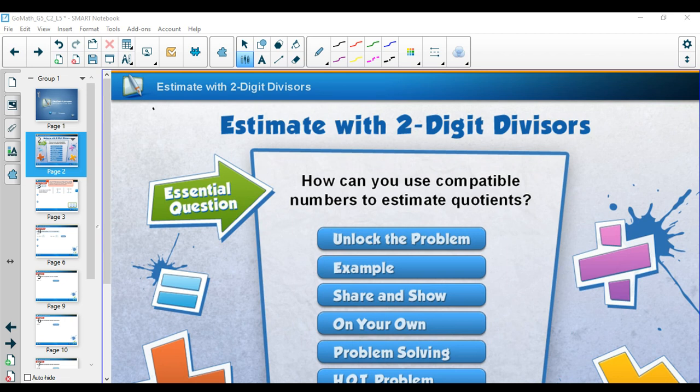Okay, so today we are going to look at estimating with two-digit divisors. And it says, how can you use compatible numbers to estimate quotients? So we've already talked a little bit about estimating with division. We talked about how it's a little bit more difficult. We can't just turn everything into zeros except for that first number and then multiply or add or subtract, because we have to use numbers that are going to go together. And we call those numbers compatible numbers when we're talking about division.